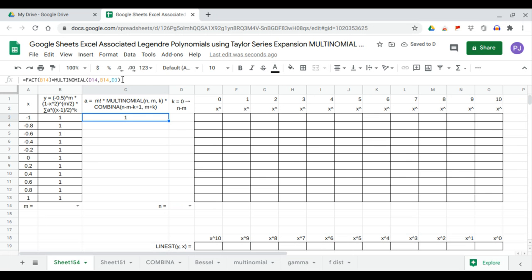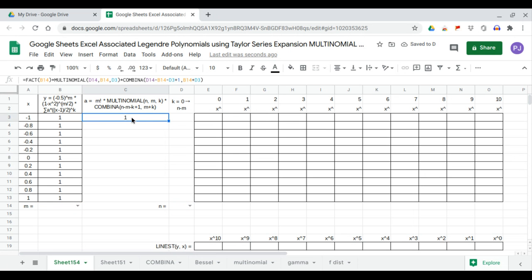So the last part, this is times combina n minus m minus k, which is d3, plus 1, comma m plus k. So m plus d3, which is our k.